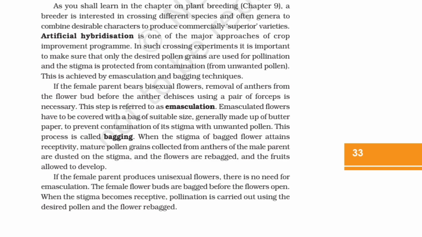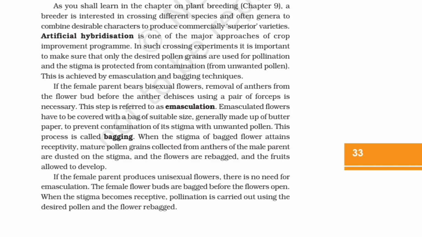If the female parent bears bisexual flowers, removal of anthers from the flower bud before anther dehiscence, using a pair of forceps, is necessary. This step is referred to as emasculation. Emasculated flowers have to be covered with a bag of suitable size, generally made up of butter paper, to prevent contamination of the stigma with unwanted pollen. This process is called bagging. When the stigma of the bagged flower attains receptivity, mature pollen grains collected from anthers of the male parent are dusted on the stigma, and the flowers are rebagged and the fruits allowed to develop.